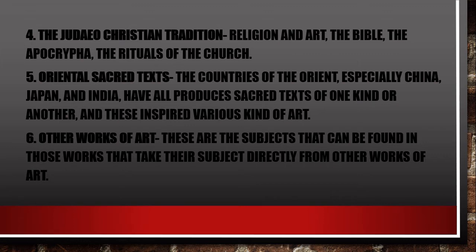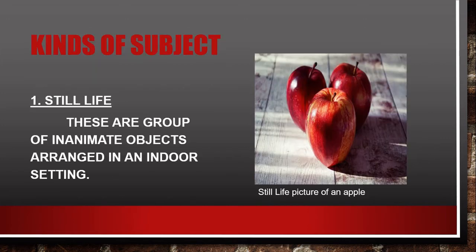And then the fifth one is the Oriental sacred text. The countries of the ancient East, especially China, Japan, and India, have all produced sacred texts of one kind or another, and these inspired various kinds of art. Most fruitful have been the texts and traditions of Hinduism and Buddhism. And other works of art. So these are the subjects that can be found in those works that take their subject directly from other works of art.